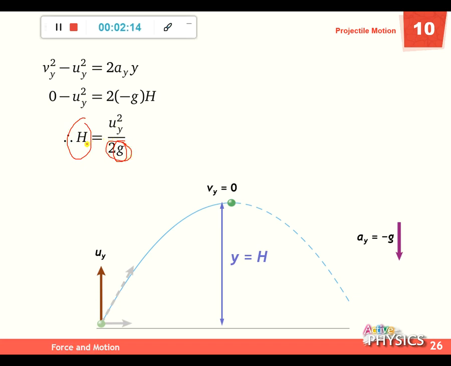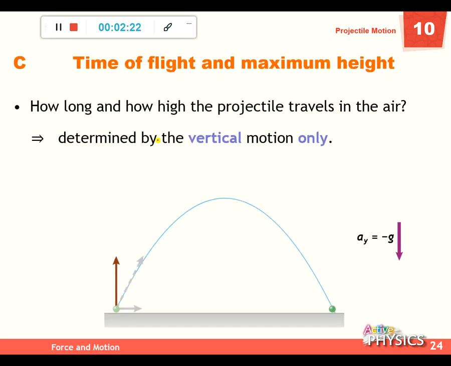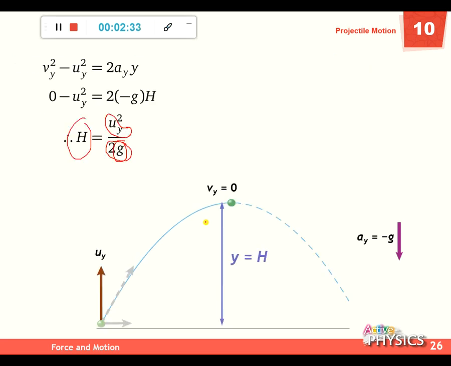Then this one tells us that the maximum height depends on the vertical component of the initial velocity. This one tells you why we have this one. You just need to focus on the vertical motion, and you can get the maximum height. So you can have this reading: H depends on uy and g.